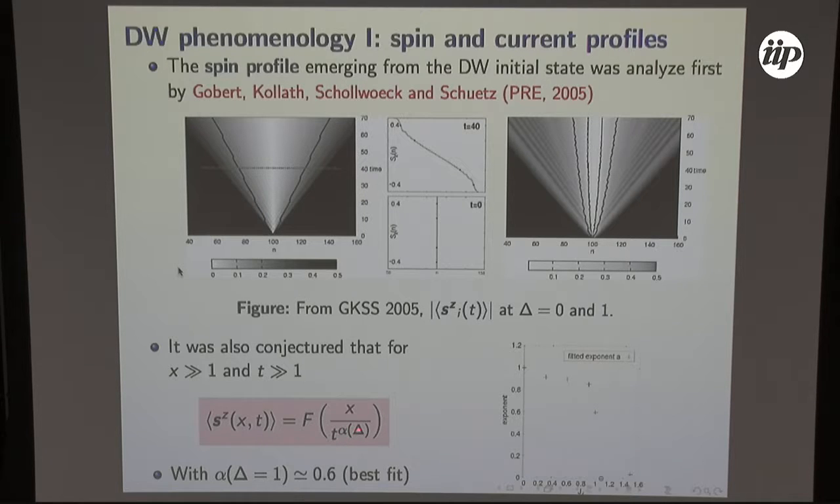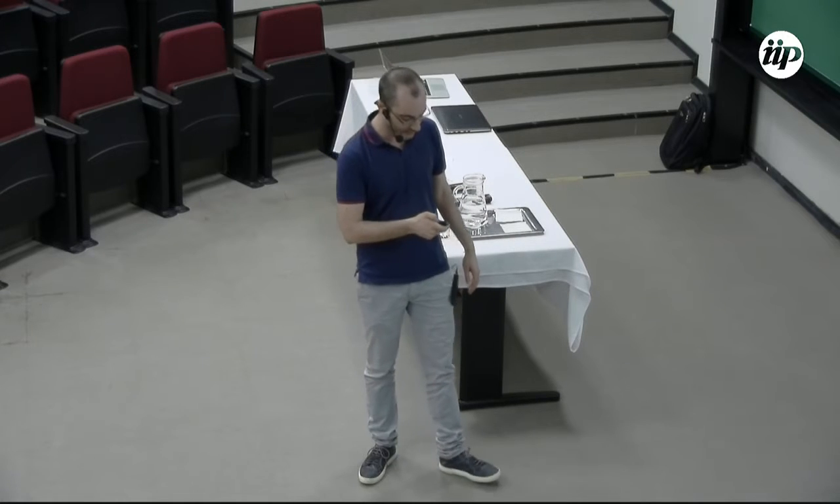If delta is 1, so you are in this case, diffusion would be alpha equal 1/2, right? So if delta is 1, they conjecture actually superdiffusion. This was the conjecture, with alpha at 0.6 from the best fit that they have for this data. So I will tell you what actually we can say about this number. So they conjecture actually superdiffusion at delta equal 1 and, let's say, in a way ballistic transport in the other cases.